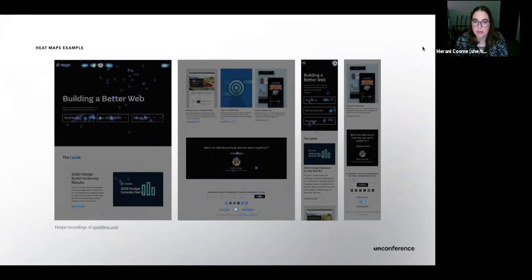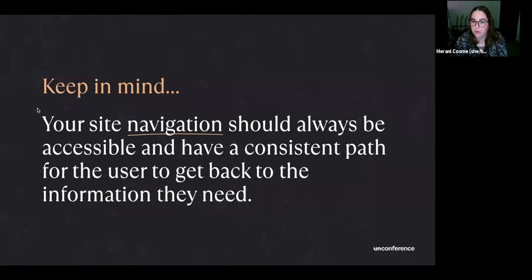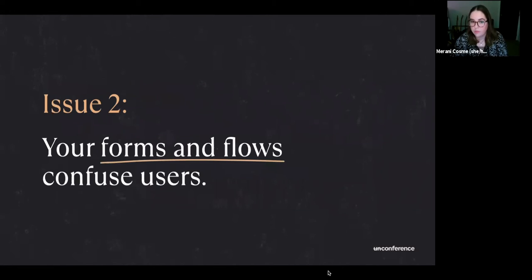So with that, to wrap up our first issue, this is something to keep in mind. Your site navigation should always be accessible and have a consistent path for the user to get back to the information they need. And next up, let's look at our second issue here. So your forms and flows confuse users.